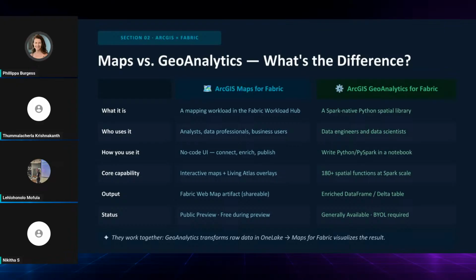And the ArcGIS GeoAnalytics for Fabric is going to be the Spark-native Python spatial library. It's for data engineers and data scientists. You can write Python and PySpark scripts in a notebook. We've got 180 spatial functions at Spark scale. It's enriched data frames and Delta tables, and now it's generally available, so you will need a license for it.